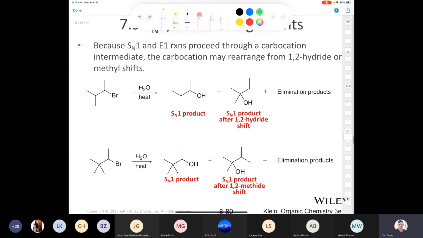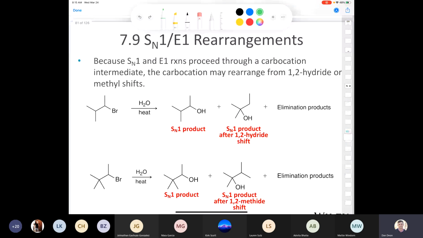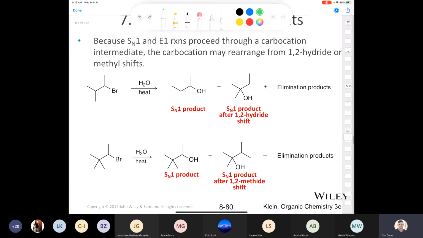Now, there are some interesting rearrangements that can occur in SN1, E1 reactions, and that's because they proceed through a carbocation intermediate. We talked about hydride shifts and methyl shifts when we saw carbocations earlier on in the class. So if you were to take this secondary alkyl bromide here and put that in water, so again, this is just a solvolysis reaction, not only can we get the SN1 product that's shown here, which occurs after just the plain old loss of a leaving group, we would form the carbocation, water comes in, we get a proton transfer, and we would end up with this product.